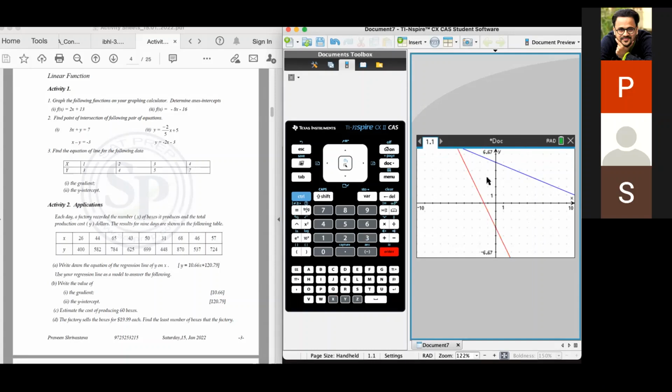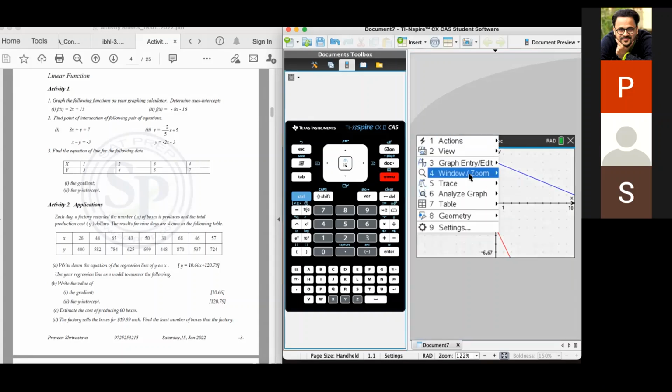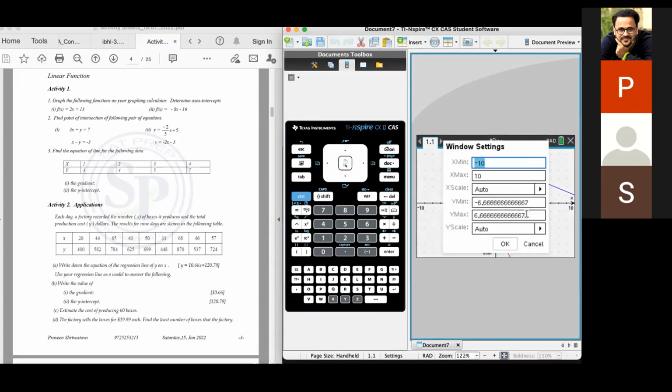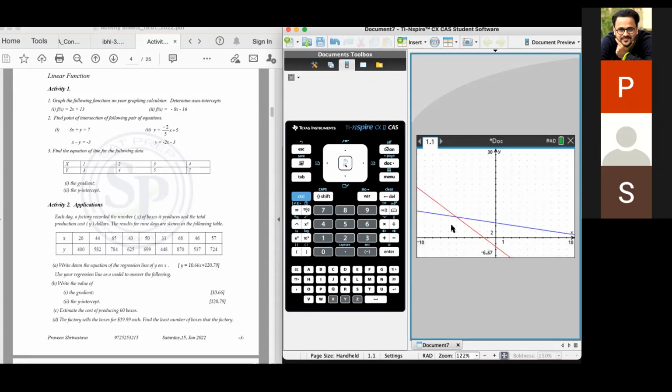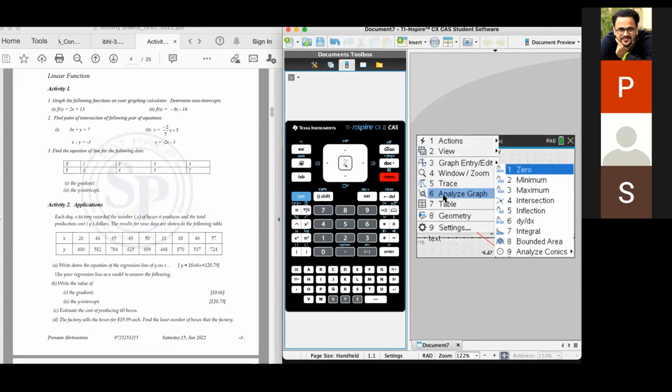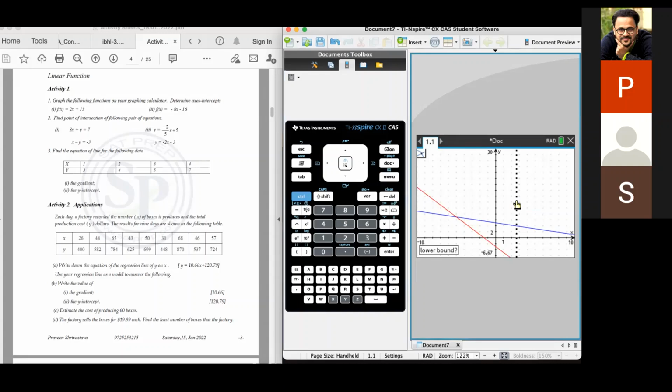Now again we need to set the window. So we can see the intersection point: menu, analyze graph, and the fourth option, intersection, you need to select, right? So this way you can find the point of intersection here. This is a graphic method of finding the point of intersection.